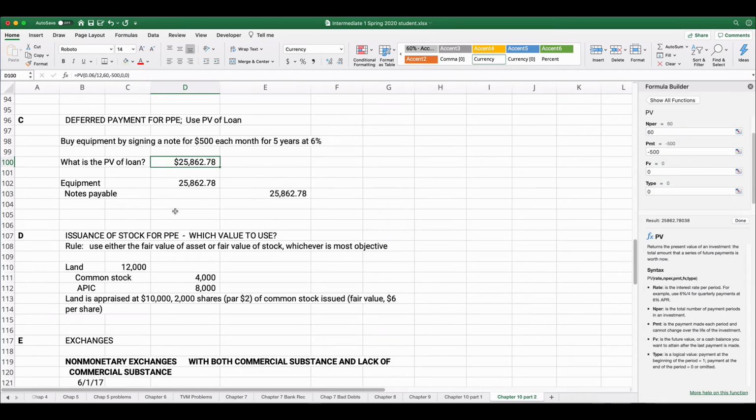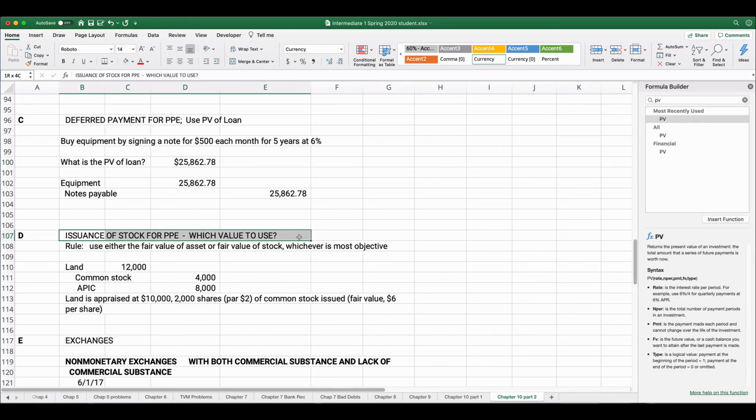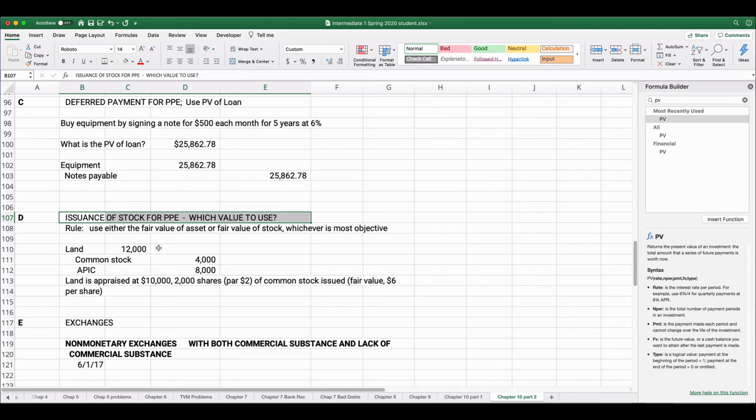So what do we have? The present value of the loan is $25,862.78. So that means we're going to make an entry. We're going to debit equipment, credit notes payable for $25,862.78. Okay. Now, what if you issue stock and you buy some type of equipment or whatever?